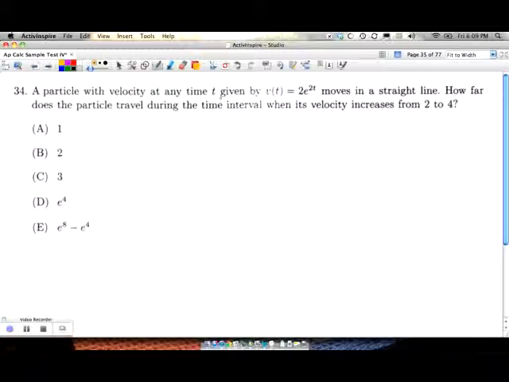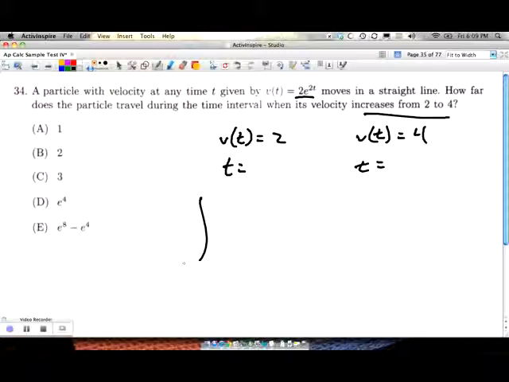Does a particle with velocity at any time t given by v of t, blah, moves in a straight line? How far does the particle travel during the time interval when its velocity increases from 2 to 4? Okay, so I'm looking at when does v of t equal 2, and when does v of t equal 4? And it's asking me how far does it travel over that time. So t equals something here, and t equals something here. And those are going to be my limits here.